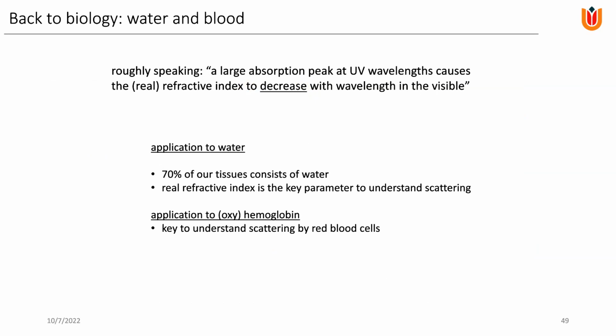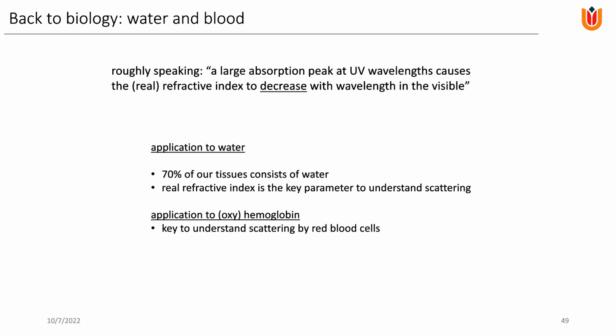Okay, so now let's look at the consequences that we have for water and for plants. Roughly speaking, there is a large absorption peak in the UV, and all water has that; glass has that as well. That is what causes the real part of the refractive index to decrease with wavelength in the visible part, like this one. That is true for water, and it's true for glass.